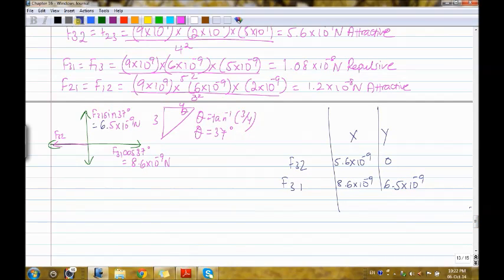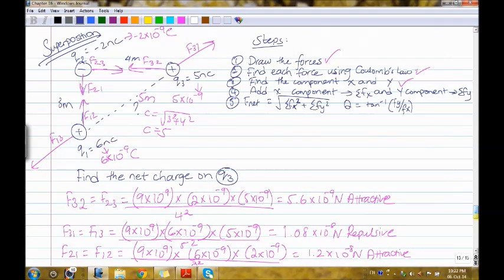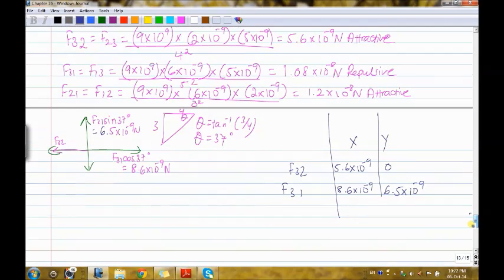So now let's find the... we'll move on to the fourth step, which is adding the x component to the y component. So adding this with this would be 3 times 10 to the power of negative 9 Newton.